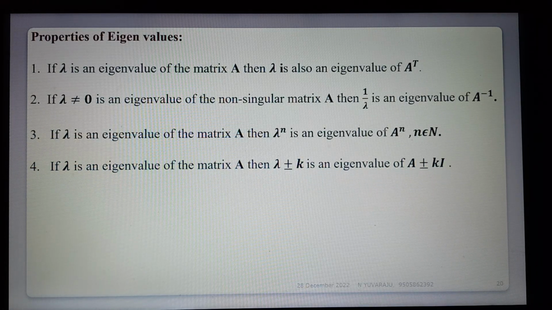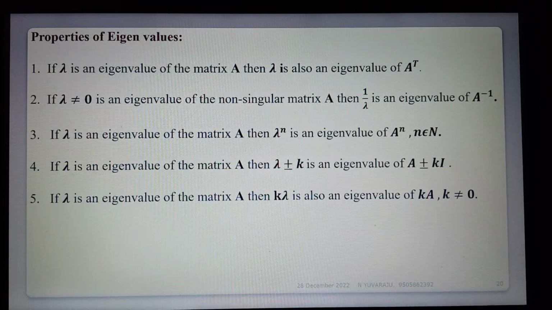Fourth one, if lambda is an eigenvalue of the matrix A, then lambda plus or minus k is an eigenvalue of A plus or minus kI. So A plus or minus kI is a polynomial of first degree, and lambda is an eigenvalue of A, then automatically lambda plus k is an eigenvalue of A plus kI, and also lambda minus k is an eigenvalue of A minus kI. So this is the eigenvalue of A polynomial.